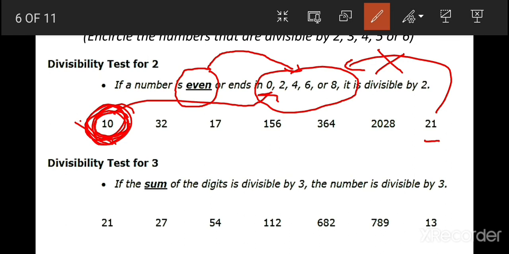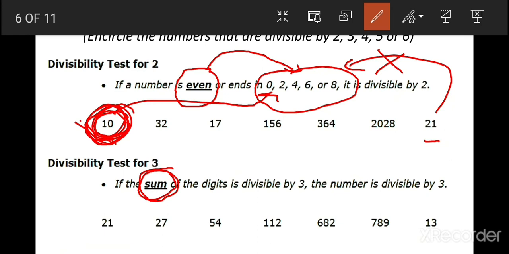Now we proceed with the divisibility test for 3. If the sum of the digits is divisible by 3, then the number is divisible by 3. So we have here the keyword again, sum. When we say sum, it's when you add something. So all we have to do is to add all the digits that are present. If the sum is divisible by 3, then the number is divisible by 3.